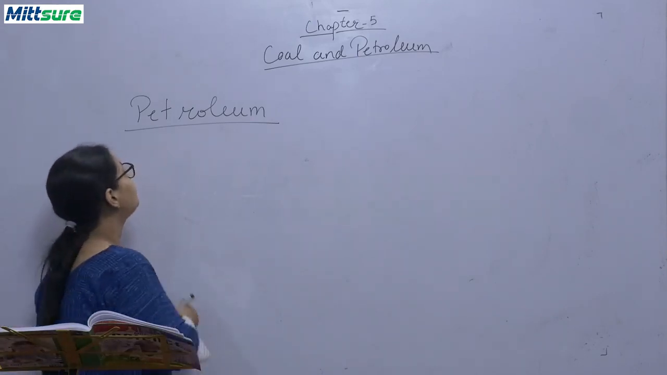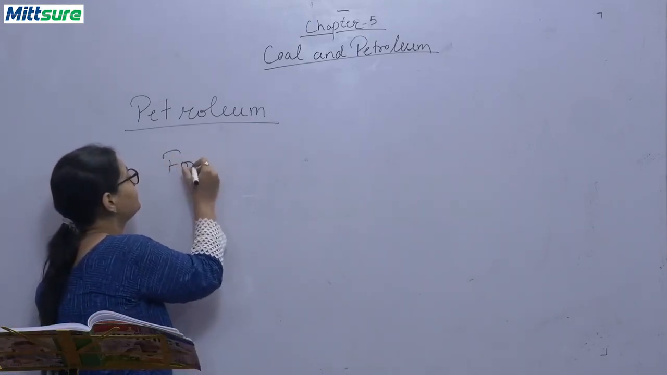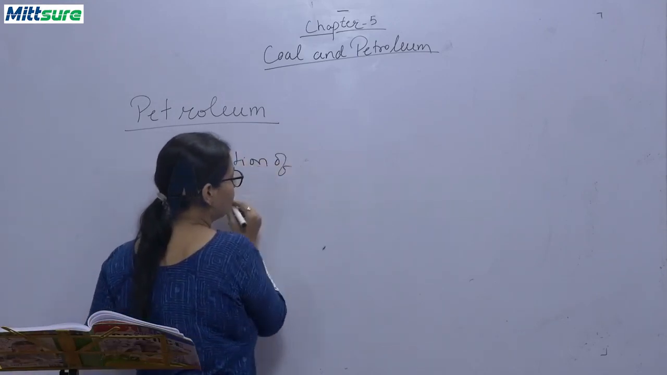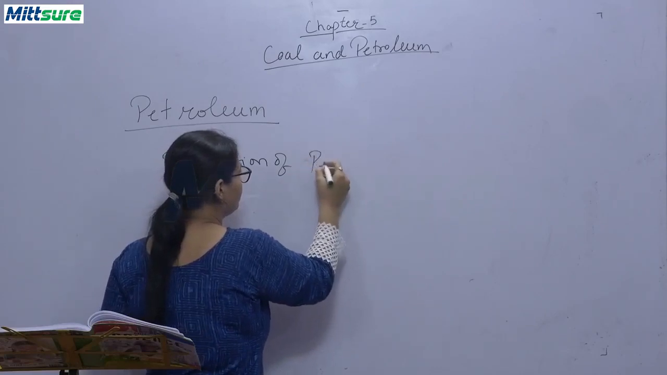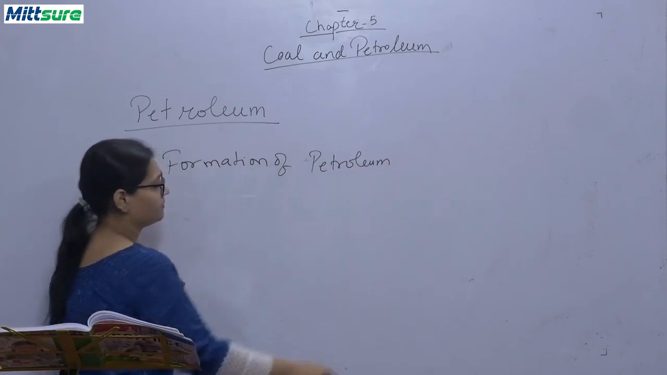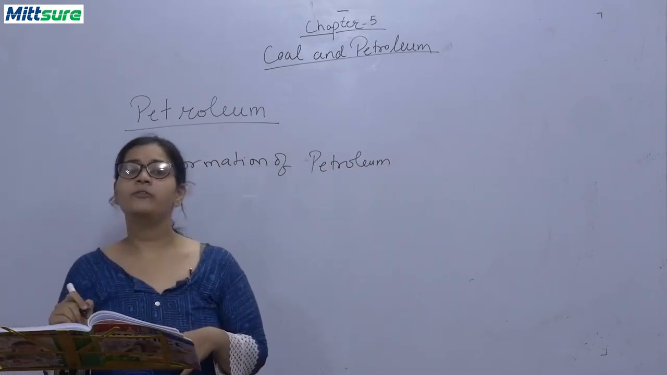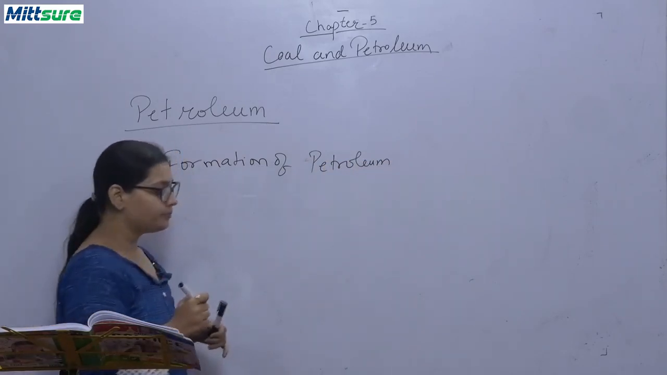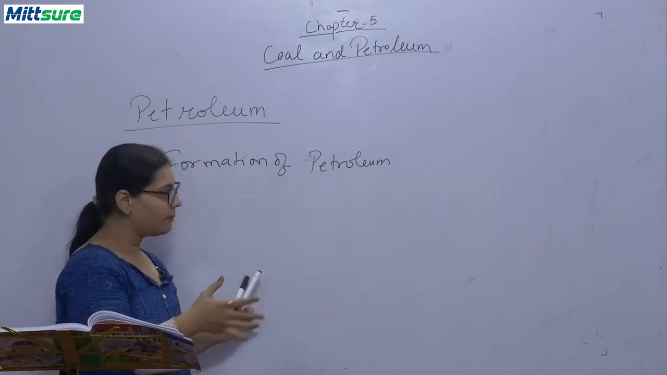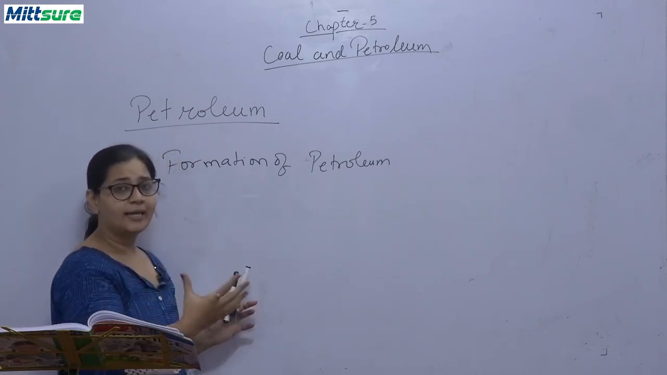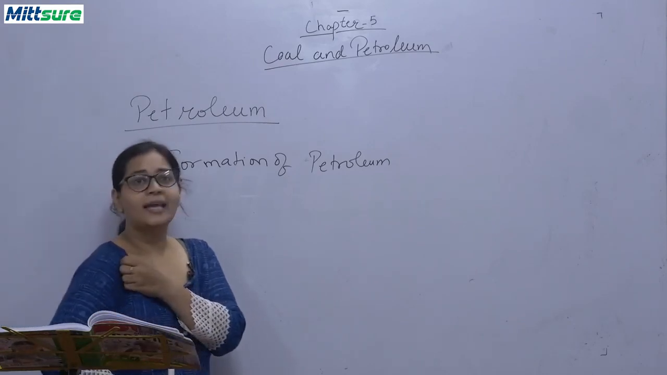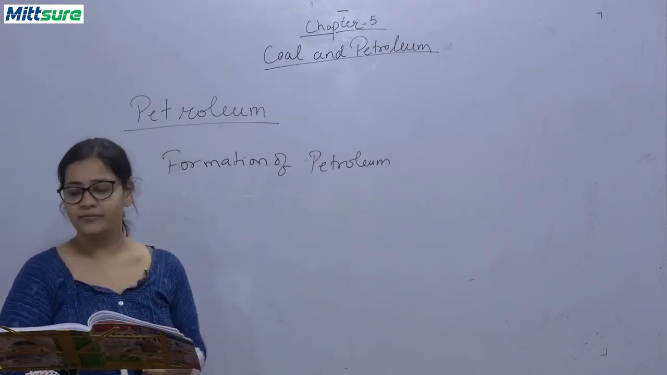Now we will be discussing the formation of petroleum. In ancient times, our earth was mostly covered by seas and oceans. So there were many tiny sea animals, and plants lived in that.